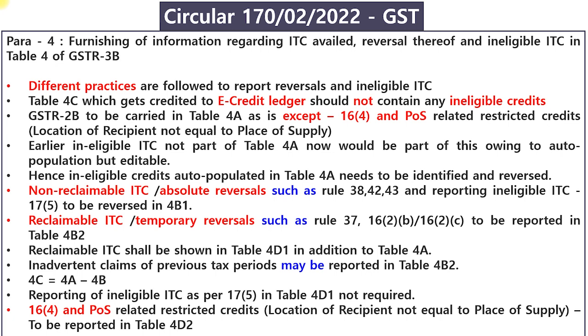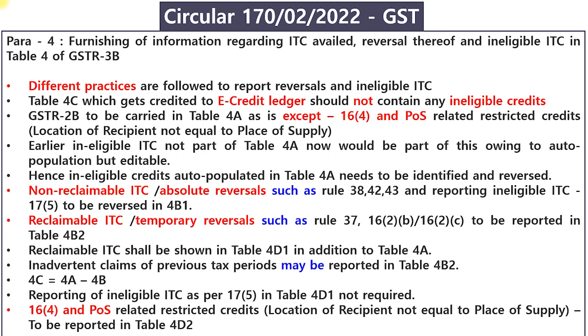Principally, I'll talk about the principles which the circular highlights. What travels to my electronic credit ledger should not contain any ineligible credits, and the non-reclaimable or absolute or permanent reversals, whatever name we call it, it has used words such as, probably to give more of an example perspective. Whatever is permanently reversible has to be reversed through 4B1. Reclaimable or temporary ITC reversals have to be executed through 4B2. And inadvertent claims of previous periods may be reported in 4B2.